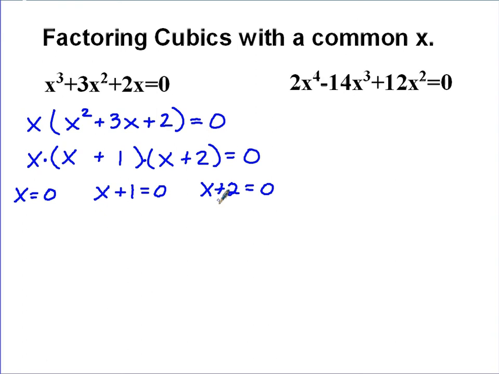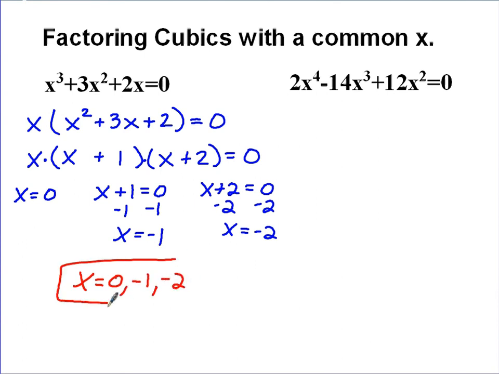So I have to find the x values that make that happen. Well, in this first one, x equals 0, that's just it. On the second one, I'm going to subtract 1 from each side just to get x equals -1. And here I'm going to subtract 2 from both sides to get x equals -2. And so my solution is all three of these, x equals 0, -1, and -2. Okay, so that's how you factor cubics that have a common x.